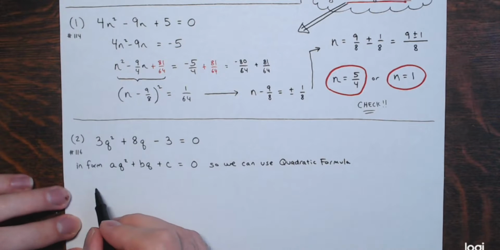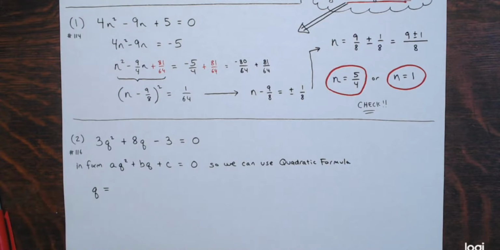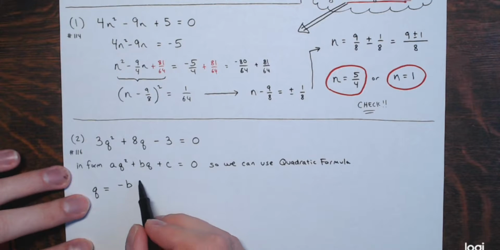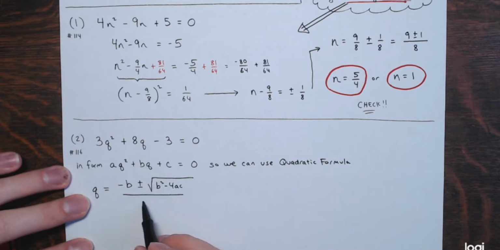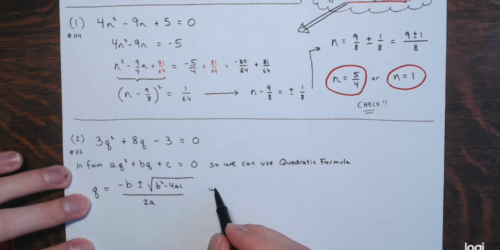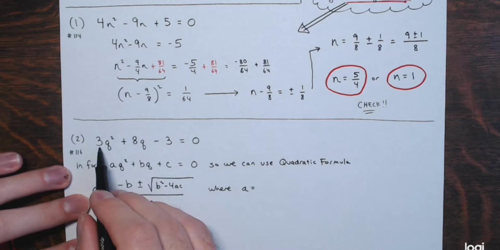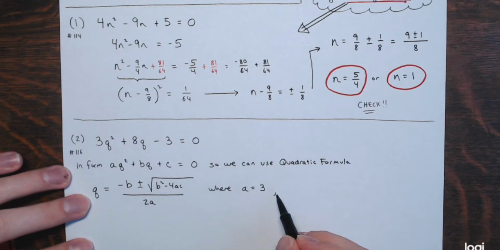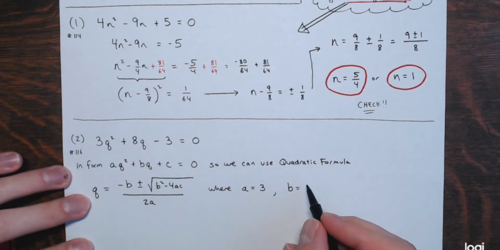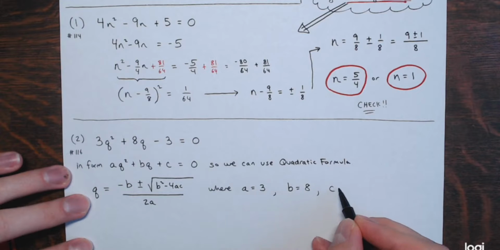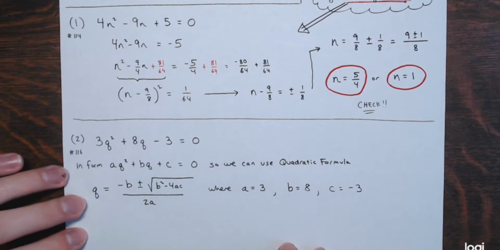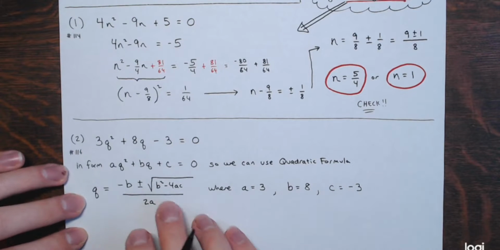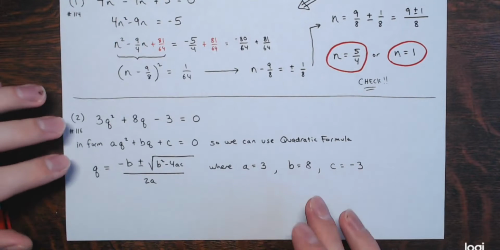So again, that would be q equals, right, because the variable's q, the opposite of b plus or minus the square root of b squared minus 4ac, all of this divided by 2a, right? Where a equals 3, the coefficient of the q squared, b equals positive 8, the coefficient of q to the first, and c equals negative 3, right? Don't forget the negatives. The constant term here is negative 3. Alright, so I'm going to substitute these values into the formula and we'll simplify and have our solutions.